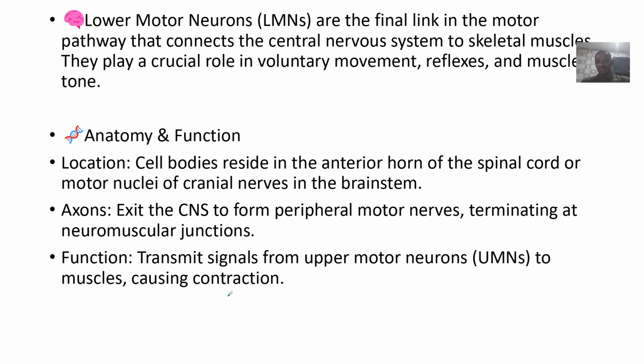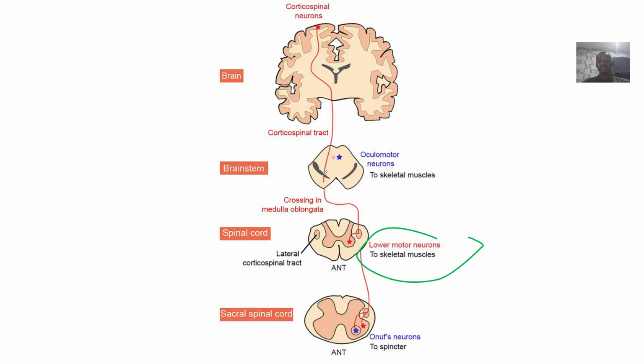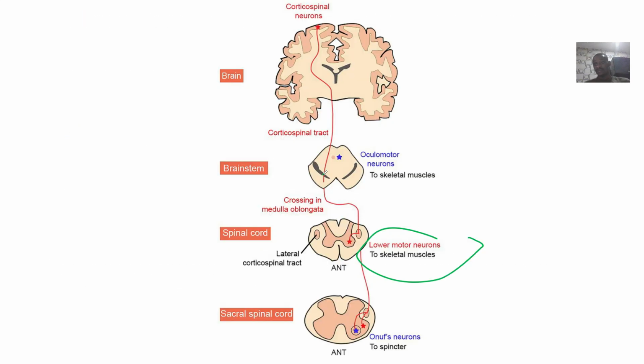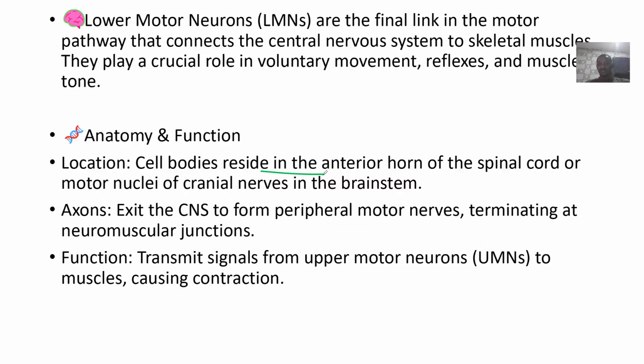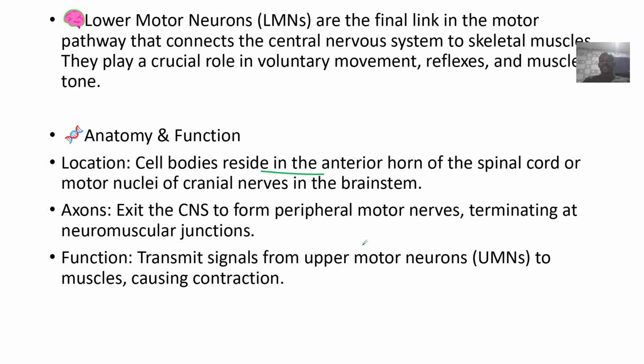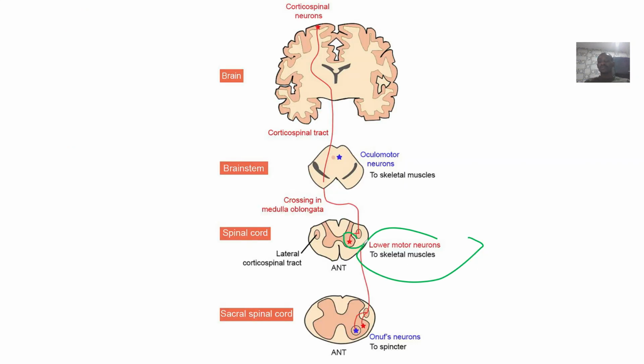So anatomy and function. For location, the cells reside in the anterior horn of the spinal cord, or the motor nuclei of cranial nerves in the brainstem. Alright, this should be the anterior horn. This one, the horn in the front. Okay. So axons exit the CNS to form what? Peripheral motor nerves terminating at neuromuscular junctions. So they are the ones that actually go and communicate to muscles.